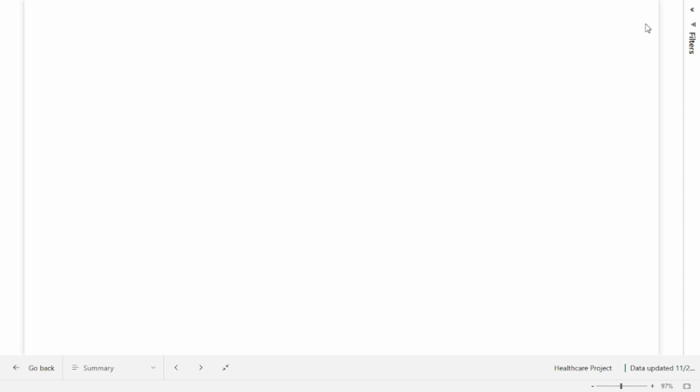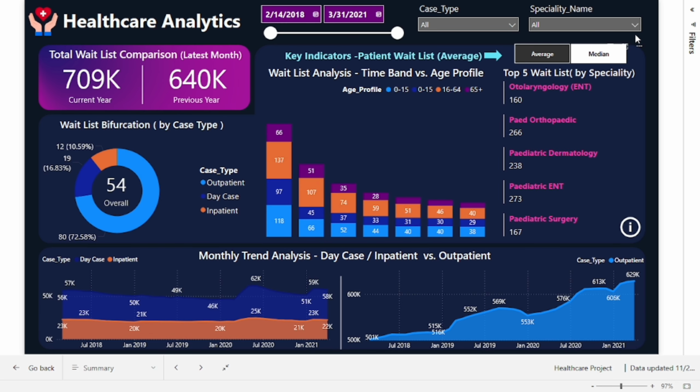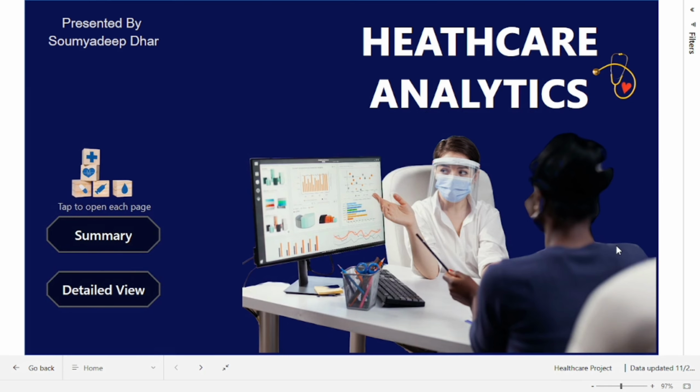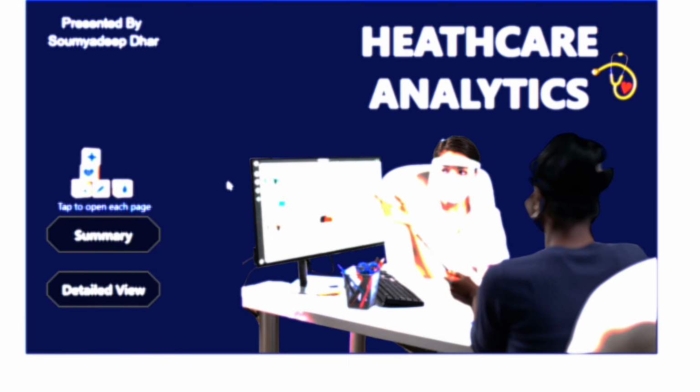So, together this dashboard gives a complete end-to-end view of the patient waitlist, from high-level KPIs all the way down to specialty and age band breakdowns. It is empowering healthcare teams to make informed and data-driven decisions.